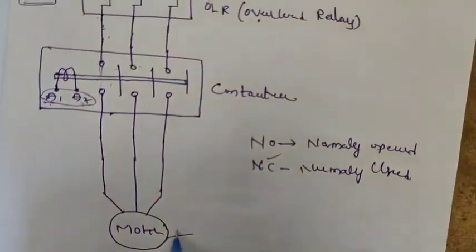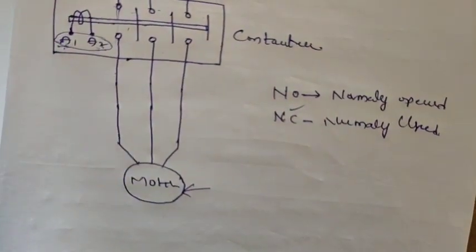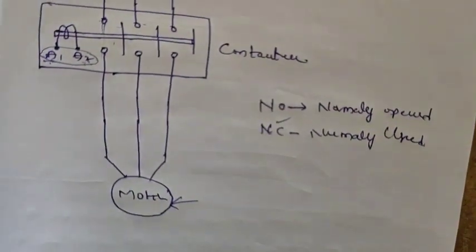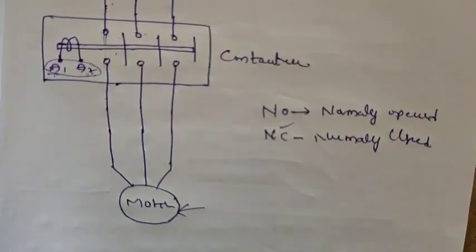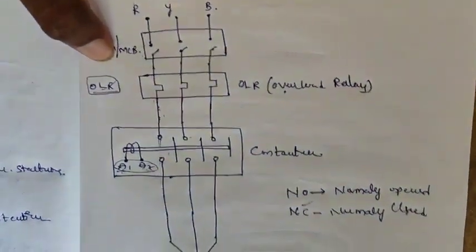The motor will directly take the supply. The control circuit for this one is shown in the figure. So when we give supply to this one, this is a circuit breaker. The circuit breaker, MCB, can be used for on and off purpose.